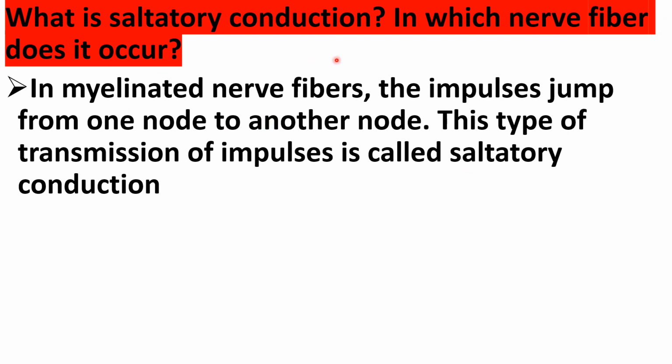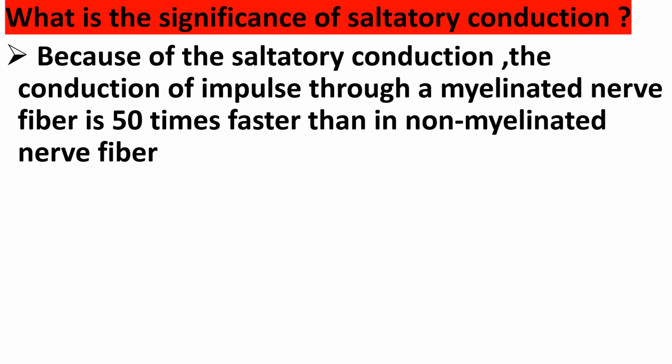What is saltatory conduction? In which nerve fibers does it occur? In myelinated nerve fibers, the impulses jump from one node to another node, and this type of transmission of the impulse is known as saltatory conduction. What is the significance of saltatory conduction? Because of saltatory conduction, the conduction of the impulse through a myelinated nerve fiber is 50 times faster than in non-myelinated nerve fibers.